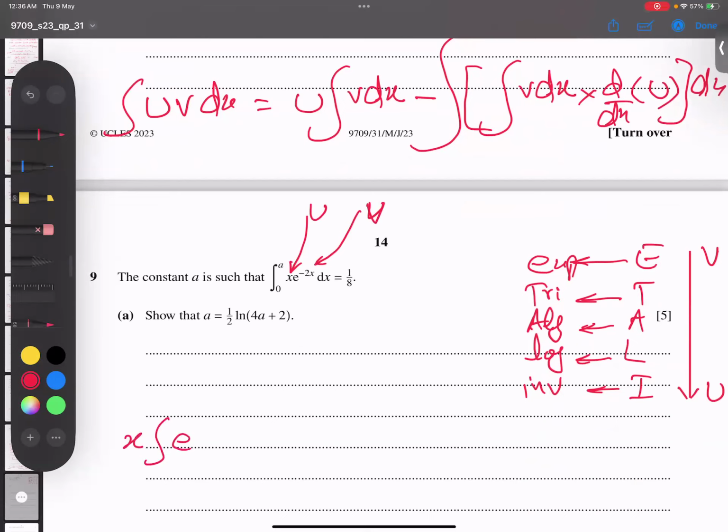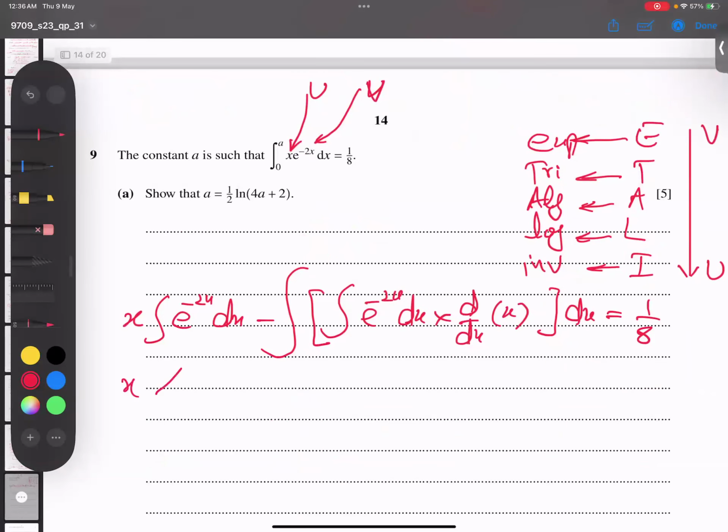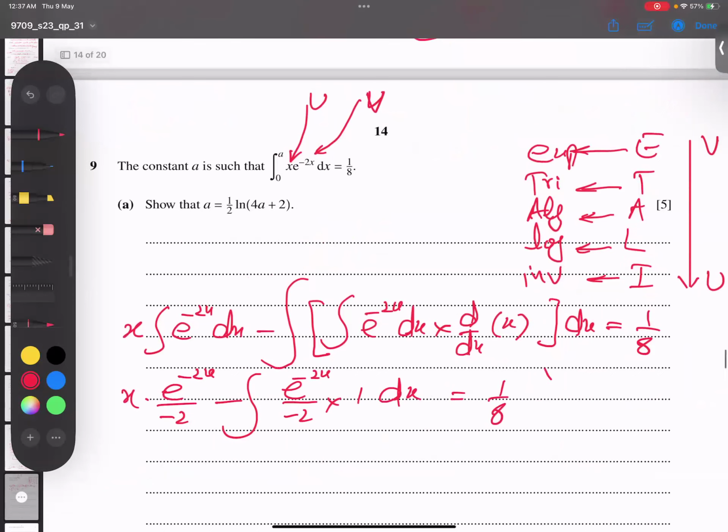U copy, integration of V, minus a big integral sign, bracket starts, bracket ends, dx equal to 1/8 coming from here. And this copy paste here, I write again the integral of -2x and dx into the derivative of U, which is just x. I'm writing the integration of this, keeping it as it is, divided by the power's derivative, which is -2. The derivative of x is 1. The limit is given, 0 to a.